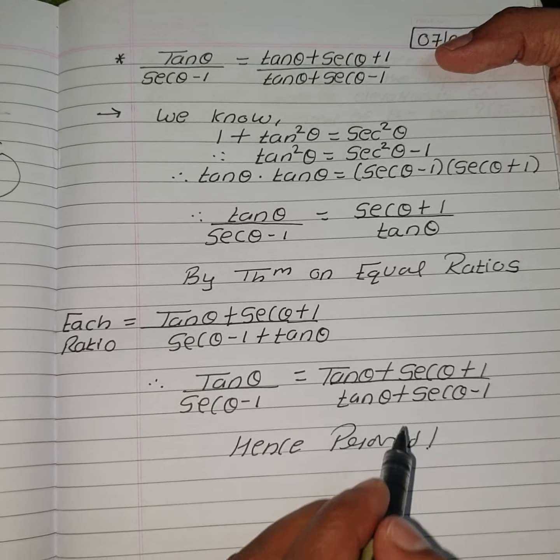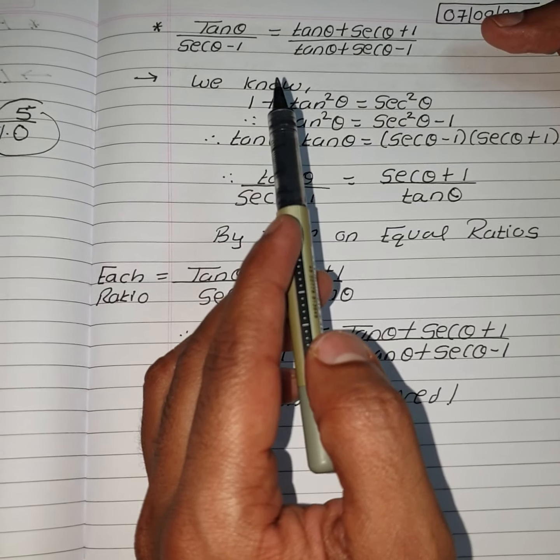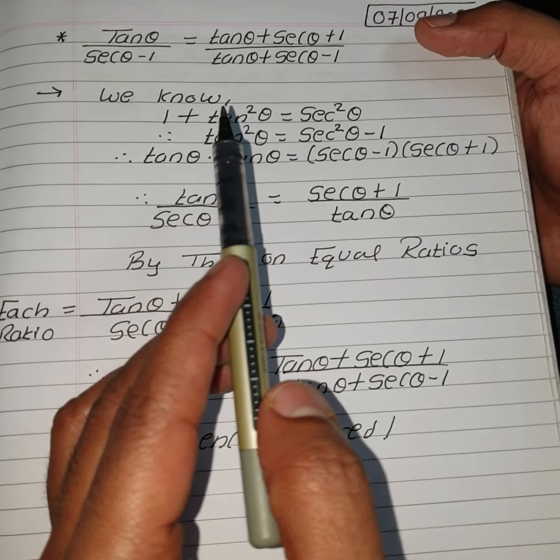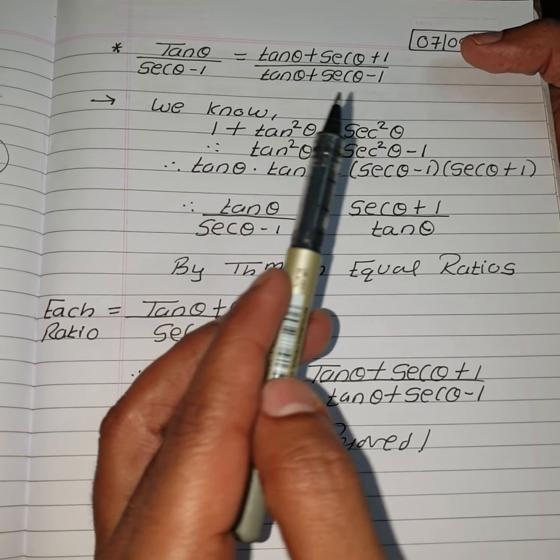proved. Now this is a little bit different type of sum as compared to the previous sums. In previous sums what we used to do, we used to consider left hand side or we used to consider right hand side, and we used to prove that both the sides are equal.